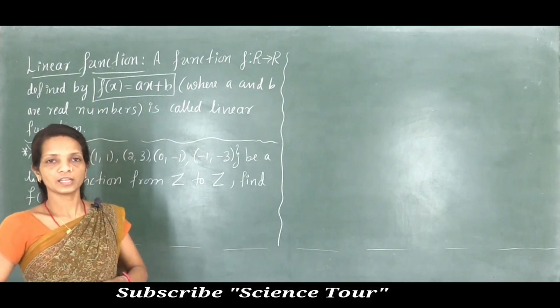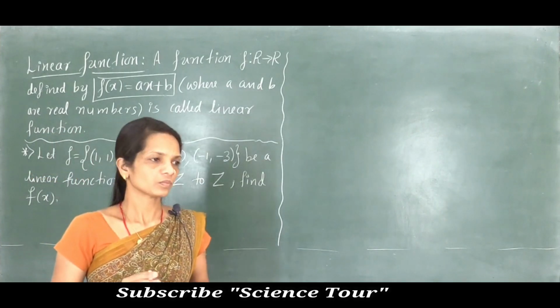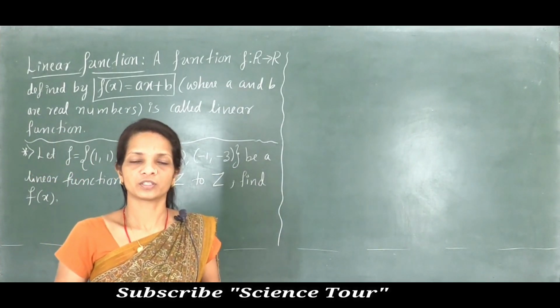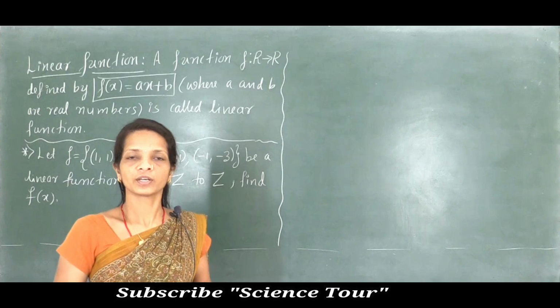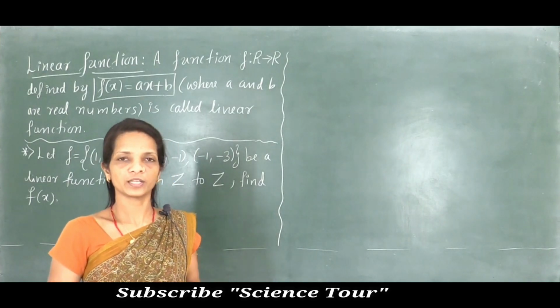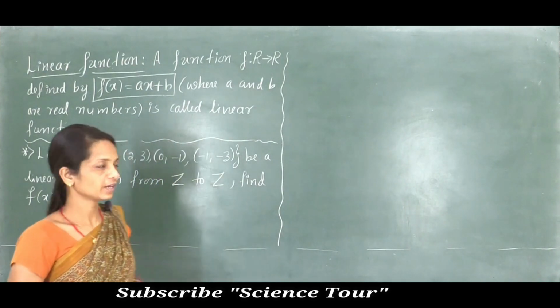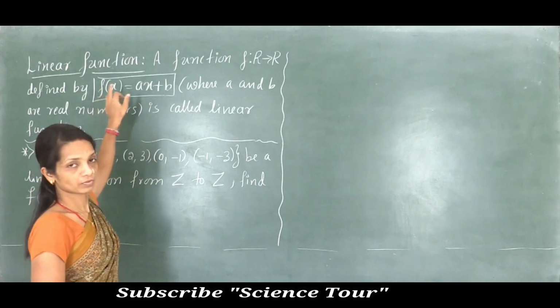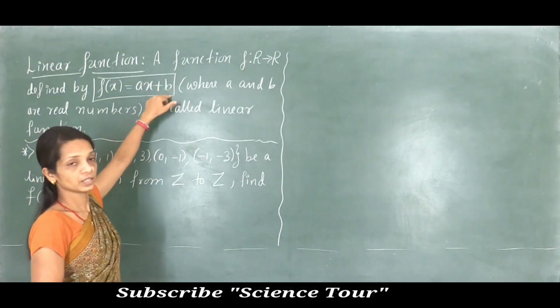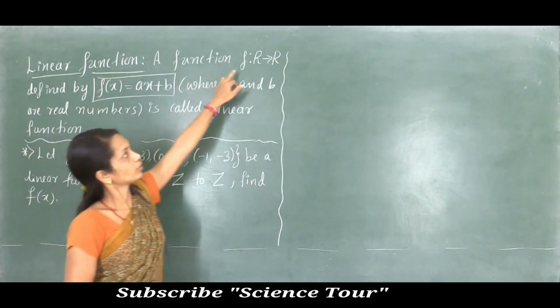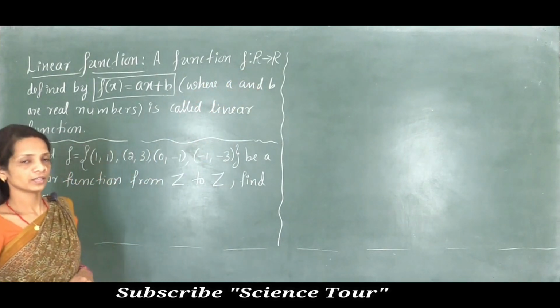You heard about a linear polynomial. Linear polynomial means what? If the highest power of x is 1, then that polynomial is a linear polynomial. Like that, a linear function also, f of x equal to ax plus b, that function from R to R, is called a linear function.